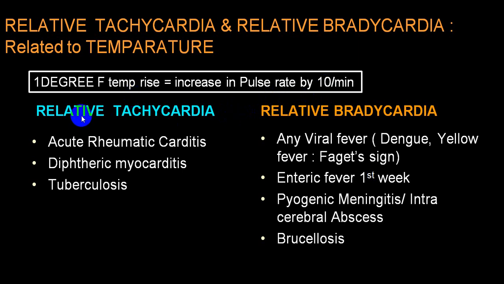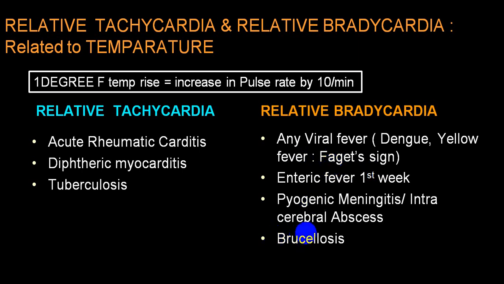So if there is not much rise in temperature and still there is a tachycardia, it will be very common in rheumatic carditis, diphtheritic myocarditis, tuberculosis, etc. While you will have a relative bradycardia, classical in case of enteric fever. You may see it also in a viral fever like dengue or yellow fever. And whenever you get a relative bradycardia, it is given the name Faget sign. This can be asked to you in your oral. If someone asks, you should be able to answer.